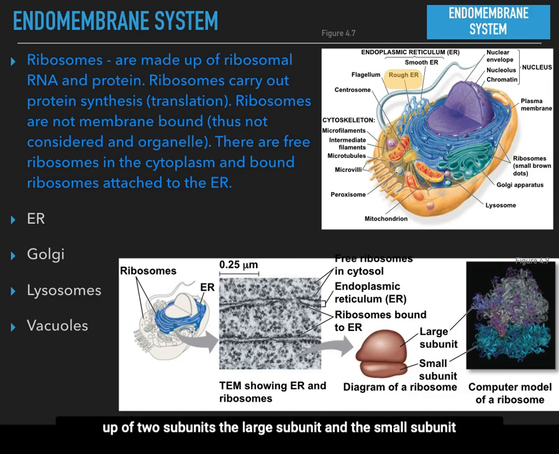Ribosomes are made up of two subunits, the large subunit and the small subunit. Ribosome subunits differ in bacteria and eukaryotes. Often, antibacterial medications are targeted at the specific subunits of the bacterial ribosome, because if you can shut down the bacterial ribosome, you can shut down the bacterial protein production.